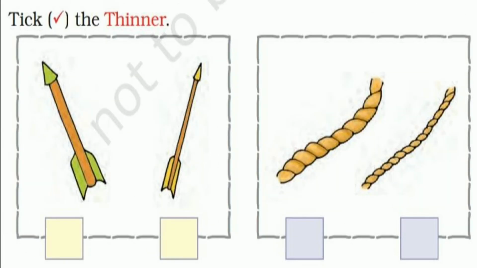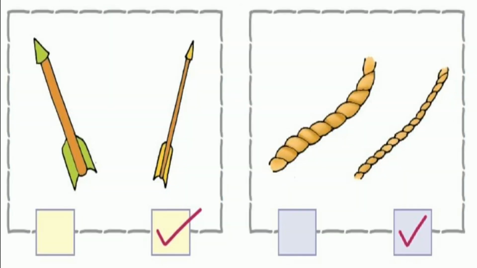Next, tick the thinner. Children, here two arrows are given. Which is thin, children? First or the second one? Observe. Yes, the first one is thick and the second one is thin. We are going to tick the thinner arrow. So the second arrow is thinner than the first arrow. We shall tick the second arrow.